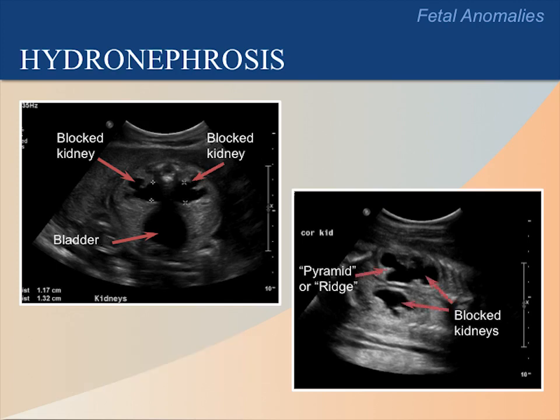Here we can see two enlarged kidneys with hydronephrosis. The pyramids or ridges along the dilated renal pelvis of each kidney are your clue that these are, in fact, kidneys.